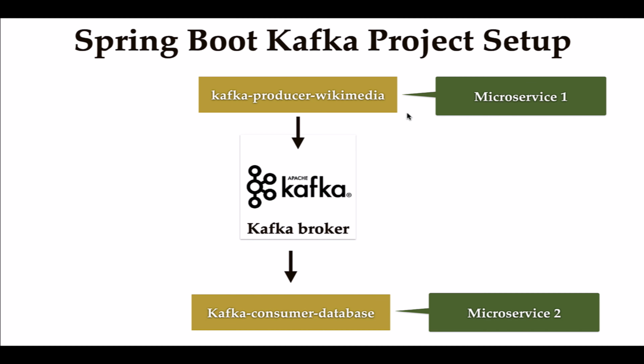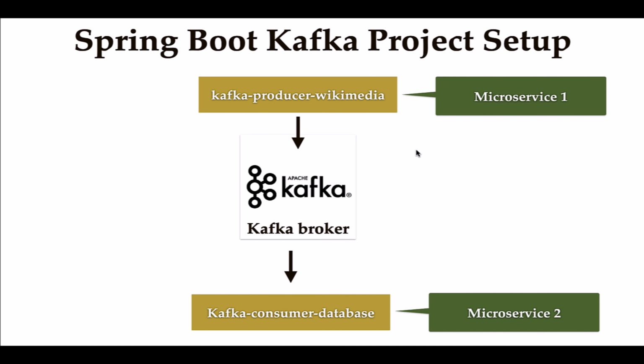Basically, we are going to create two projects, and you can think of these projects as microservices. First, we create a Kafka producer Wikimedia project, which acts as a Kafka producer that will read the real-time Wikimedia stream data and write that data to the Kafka broker. Next, we will create a Kafka consumer database project which will consume or read the real-time stream data from the Kafka broker, and then write that data to the database.